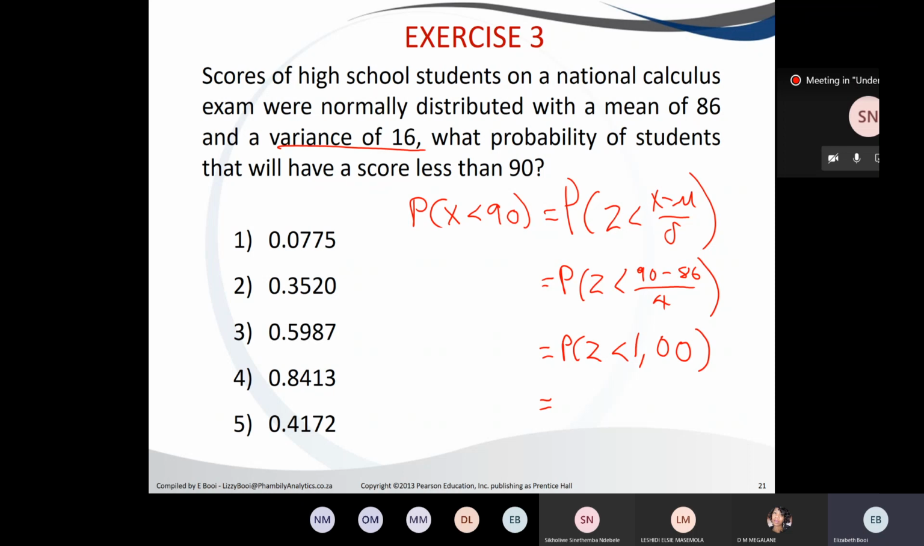I'm not going to go to the table. You go to the table and tell me what is the probability. We did this.